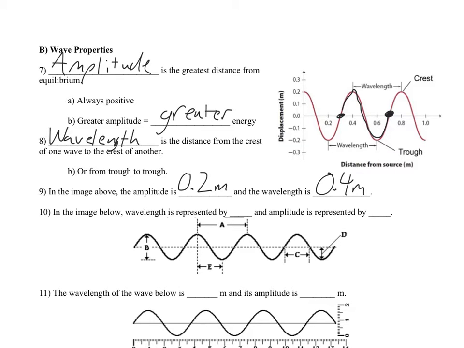Looking at some practice multiple choice questions. The first one asks, in the image below, wavelength is represented by, that would be A, that's the distance from one crest to another. And the amplitude is represented by D, that's the distance from equilibrium to either the crest or a trough, in this case a trough, so it's the greatest distance from equilibrium.